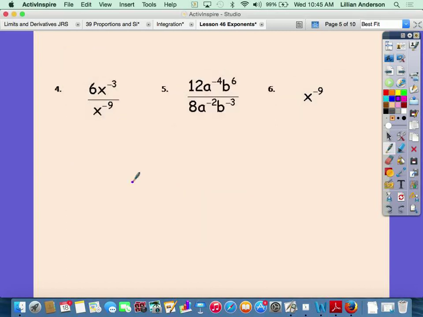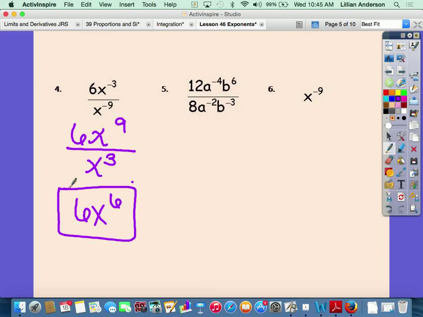So in the first one, I don't like dealing with negative exponents, so I'm going to make them positive, which means that the x to the 9th comes to the top, and the x to the 3rd goes at the bottom, right? And so then from here, we would subtract our exponents. 9 minus 3 is 6. And so it's going to be 6x to the positive 6. So that should be your answer right here. You got that answer? Very nice.